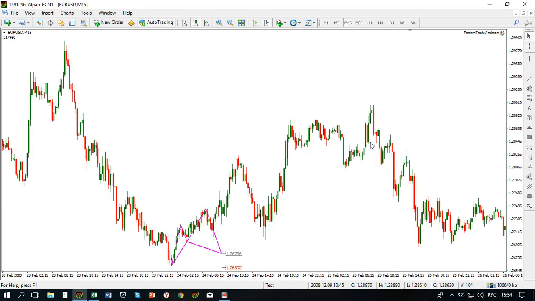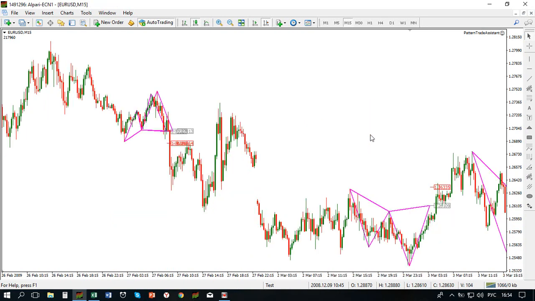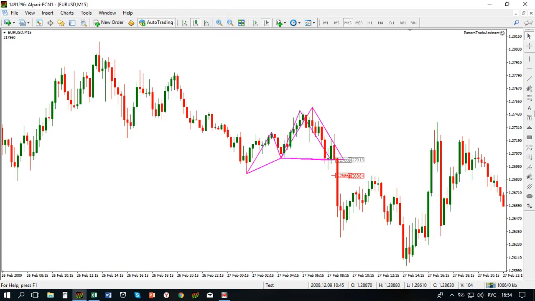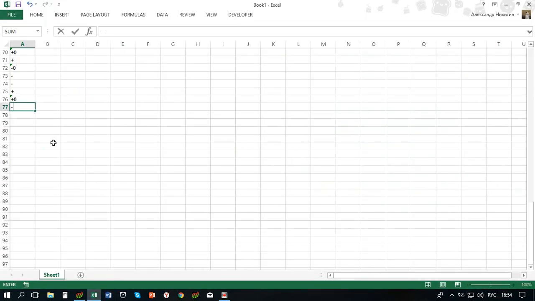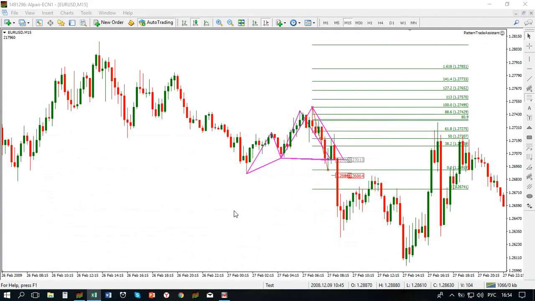Going next. Nothing else here. No trades taken larger, as usual. From here to here. What is this? Touching 50, so it was avoided loss. Minus 0. Going next.